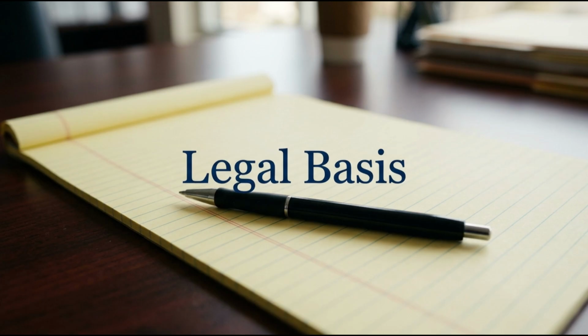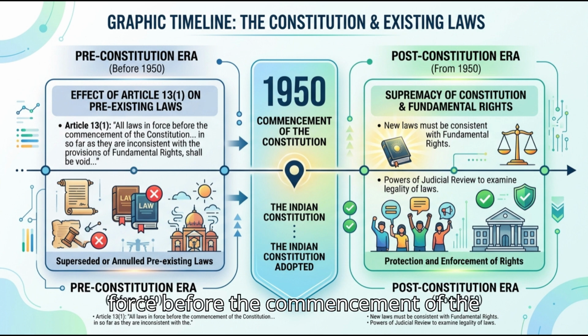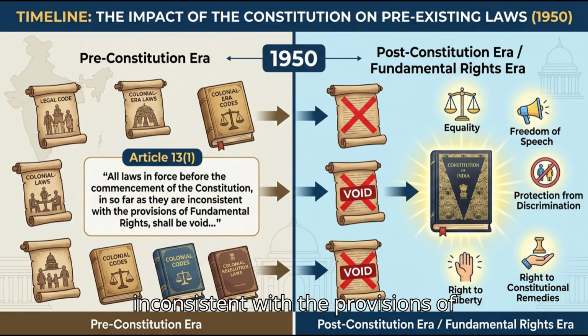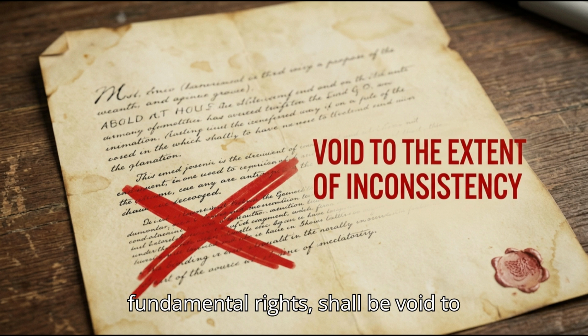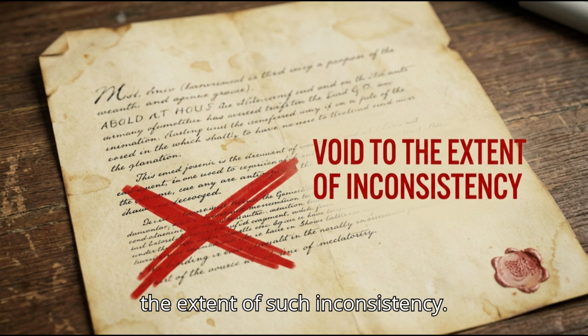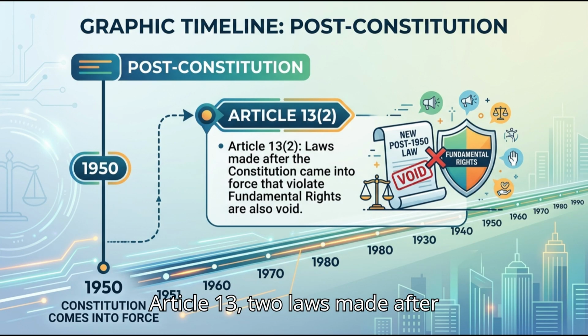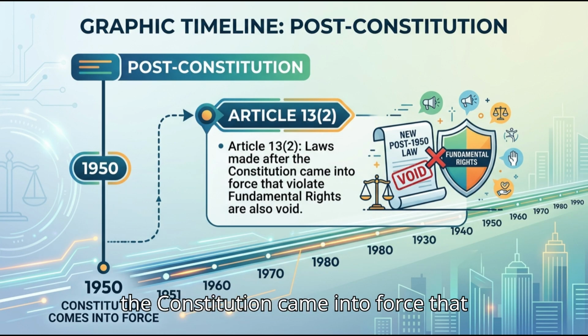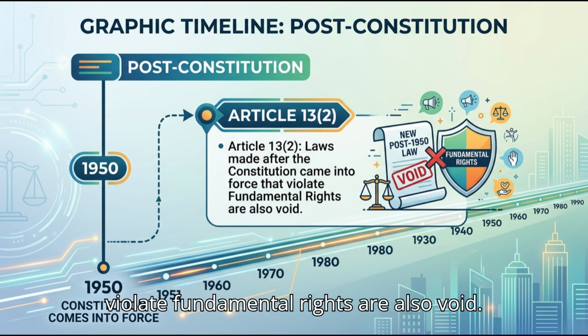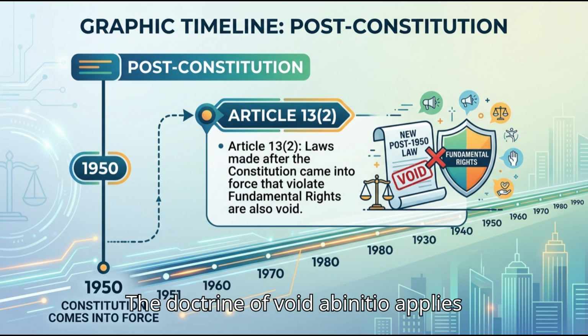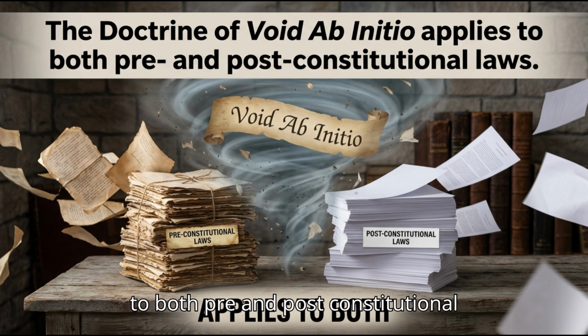Legal basis. Article 13(1): All laws in force before the commencement of the Constitution, insofar as they are inconsistent with the provisions of fundamental rights, shall be void to the extent of such inconsistency. Article 13(2): Laws made after the Constitution came into force that violate fundamental rights are also void. The doctrine of void ab initio applies to both pre- and post-constitutional laws.